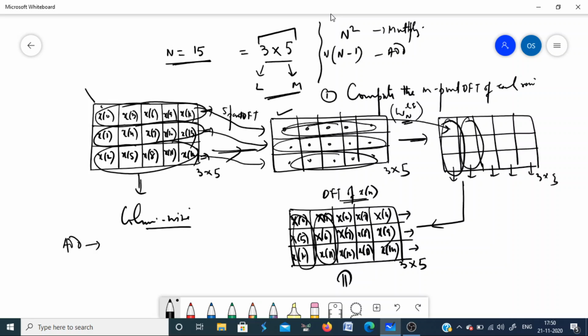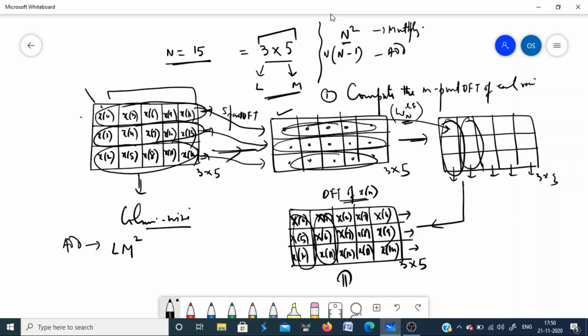So you have to first compute the M-point DFT of each row. Now in computing the M-point DFT, how many multiplications are required? M squared. Because to compute the N-point DFT, you need N squared multiplications, to compute the M-point DFT, you need M squared multiplications. And how many rows are there? L rows. So total multiplications are L into M squared, in the first part.